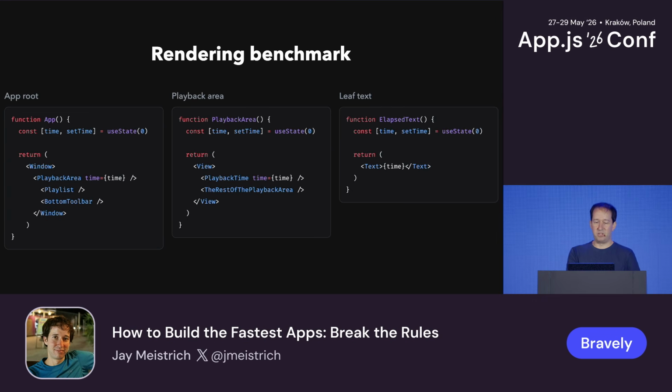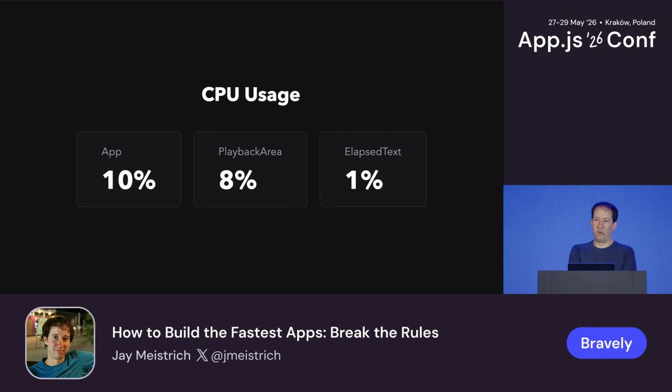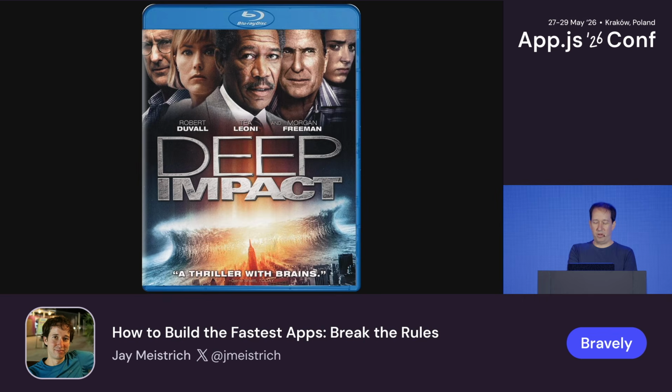rather than just updating one text element. But it's got to be a small difference, right? No, it's huge. Even I was surprised by this one. Moving the update target from the top-level app down to the tiniest leaf node made a huge difference. It reduced the CPU usage by 10 times. So rendering less has a really deep impact.